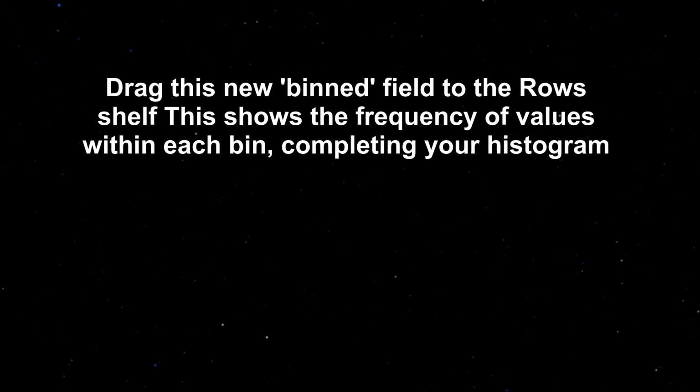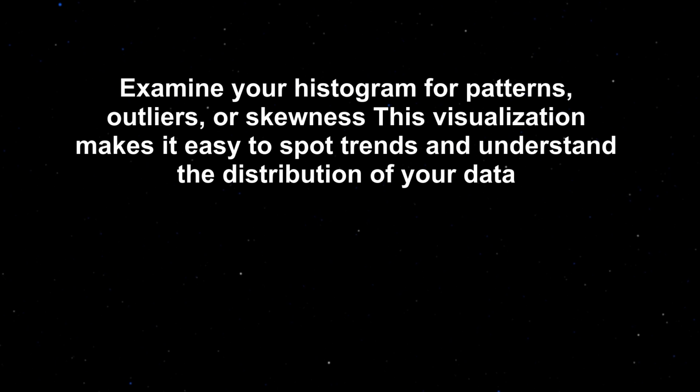Drag this new bin field to the row shelf. This shows the frequency of values within each bin, completing your histogram. Examine your histogram for patterns, outliers, or skewness. This visualization makes it easy to spot trends and understand the distribution of your data.